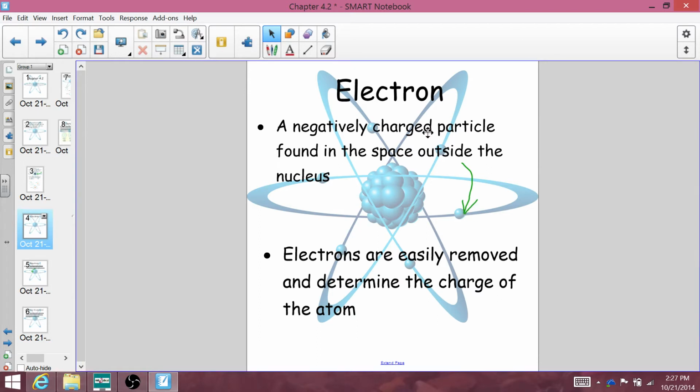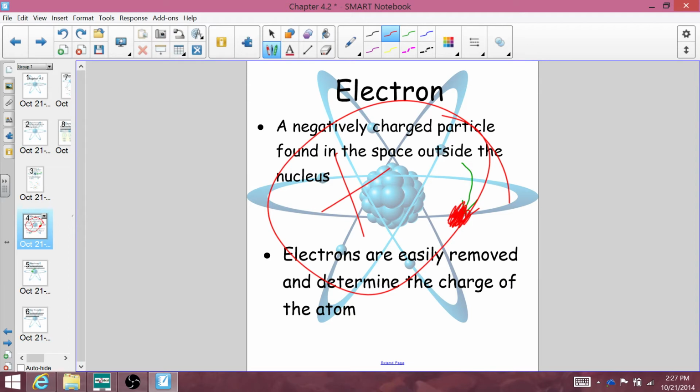So if I were to remove this electron, just take it right out of there, this element would not change. The number of protons in this nucleus are the same, so the type of element is the same. But because it has one less electron, that means the overall charge of this atom is going to be positive because I've removed a negative. And if you take a negative away, you're left with a positive. So electrons are what determine the charge of the atom, and we call these ions. We're going to talk about them later this year.